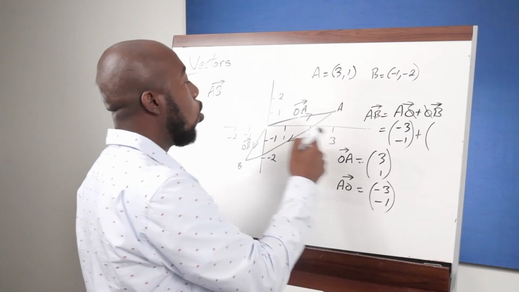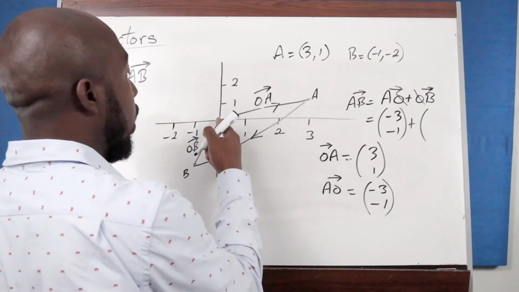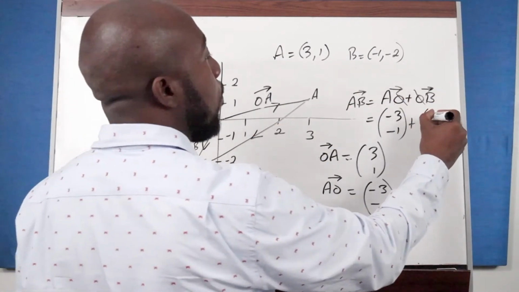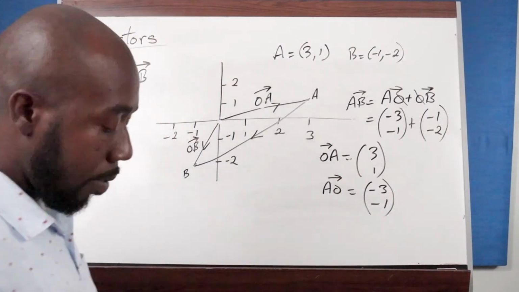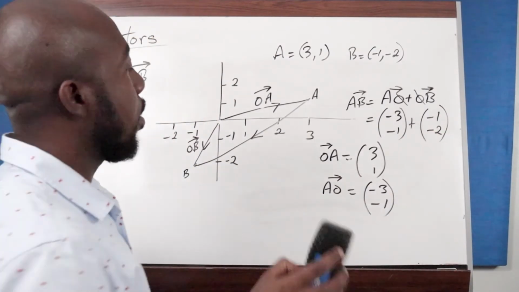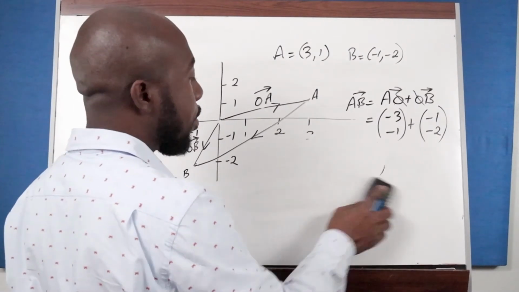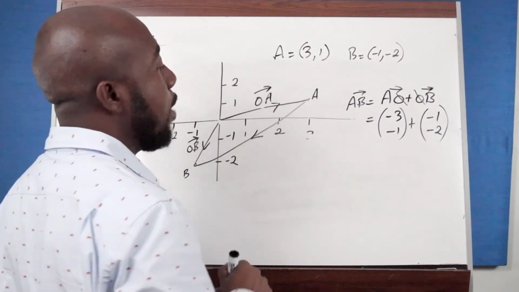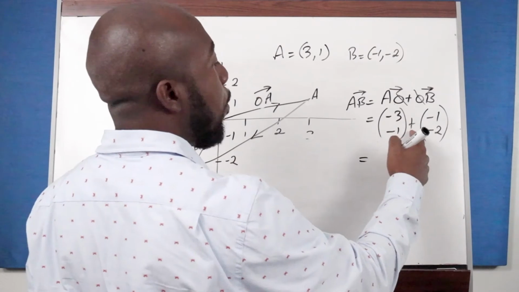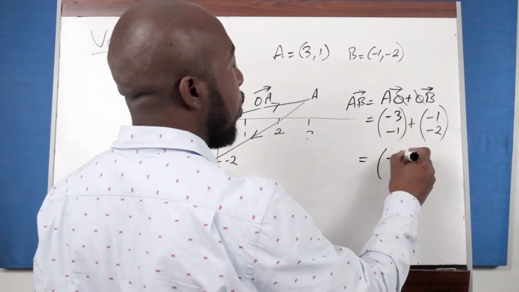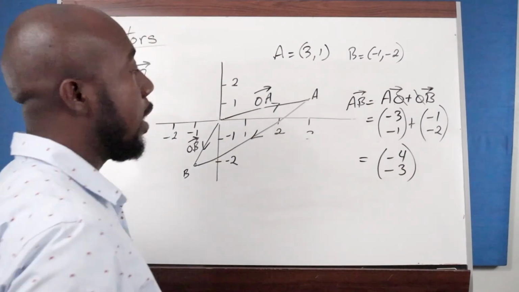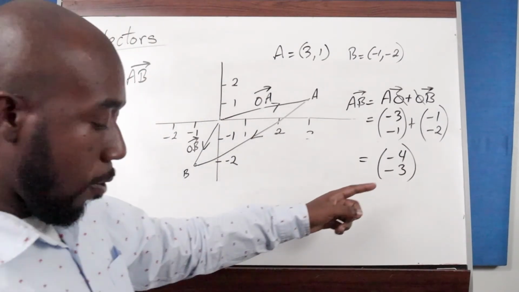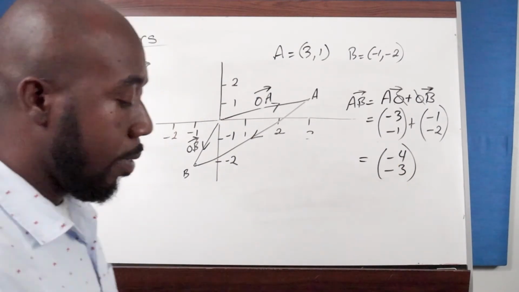Plus, now OB didn't change direction because it's going from O to B. So you write back the same OB, negative 1, negative 2. When you add them, negative 1 plus negative 3 is negative 4. Negative 1 plus negative 2 is negative 3. So this here is AB, negative 4 and negative 3.